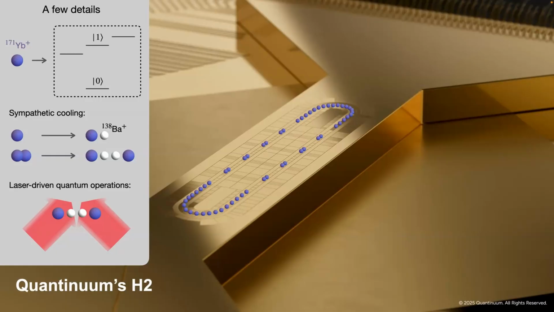And the limiting error rate for us is our 2 qubit gate error, as it is for most quantum computing platforms. And right now, the 2 qubit gate has a fidelity of about 99.9%. So you can think of that as roughly, you can do 1,000 gates before on average one of them will fail.